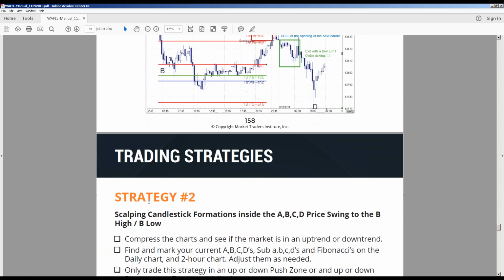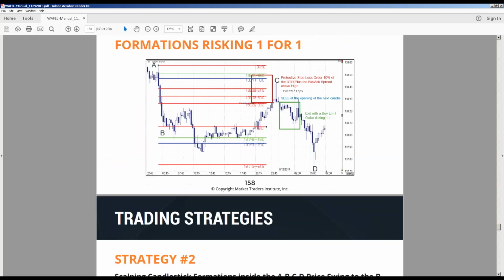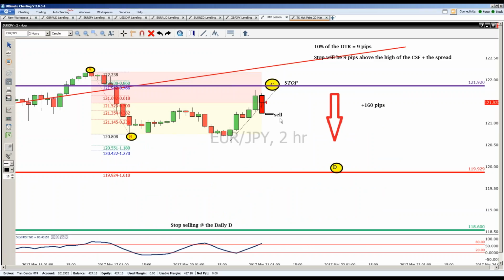And my target is a 1 for 1. So how many pips am I risking? If I'm risking 63 pips, then I need to target 63 pips as well. And 63 pips below that is going to be around about 120.63. So the target will be 120.63.